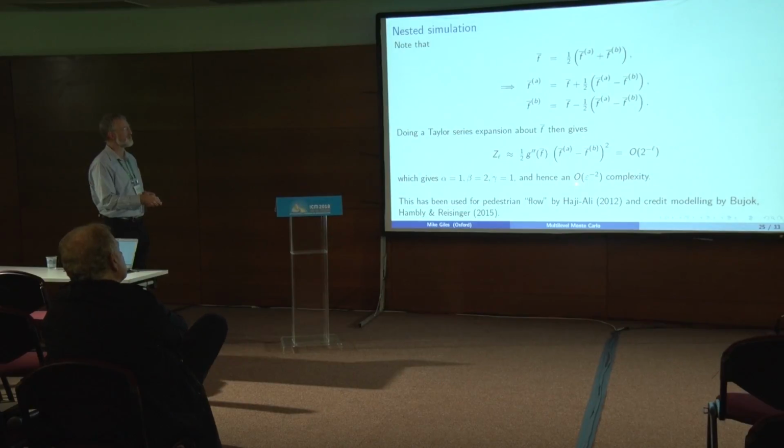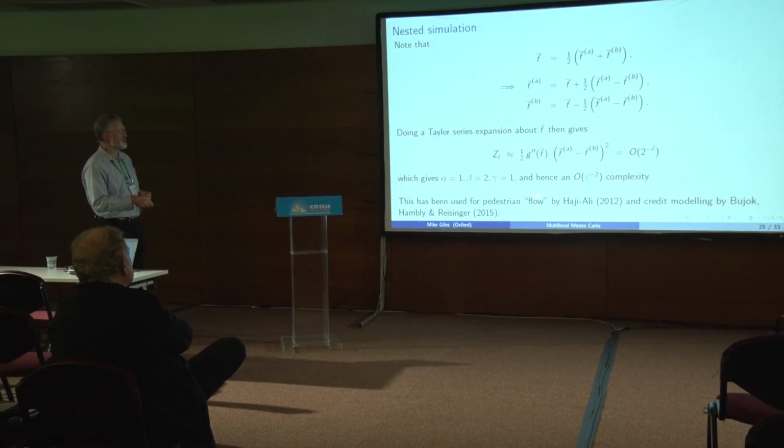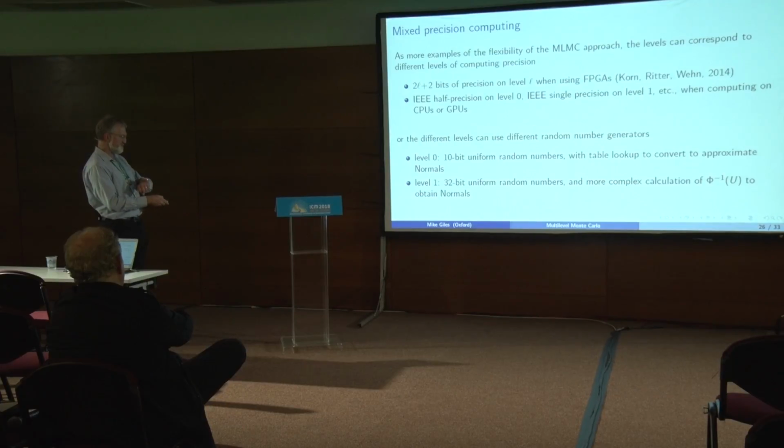So there was some work on this done by Abdul Latif Haji Ali, who was working at KAUST. He's now working in Oxford as a research fellow. And there was also some work by colleagues in Oxford doing a credit modeling application. In their case, it wasn't twice differentiable. It was continuous and piecewise differentiable. And so in their case, it had a beta of 3/2.